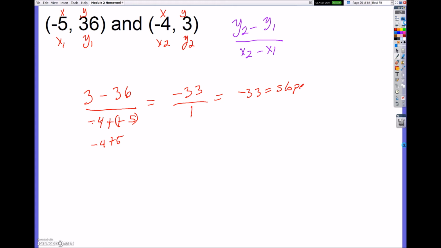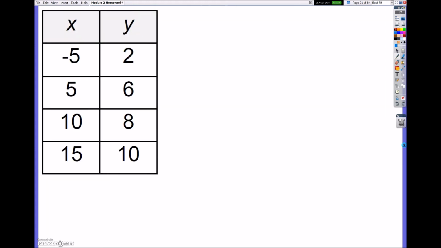Let's go and look at one more with, instead of points, let's look at tables. Now, sometimes students get confused on this because they don't know how to write what their points are, what their x1, x2 is. So all you get to do is, you don't need to write all these down like a point, but this is saying negative 5, comma 2. It's your x, it's your y. This is 5, comma 6. This is 10, comma 8. And this is 15, comma 10. And all you do is choose any of these 2 points. It doesn't matter which ones you choose.